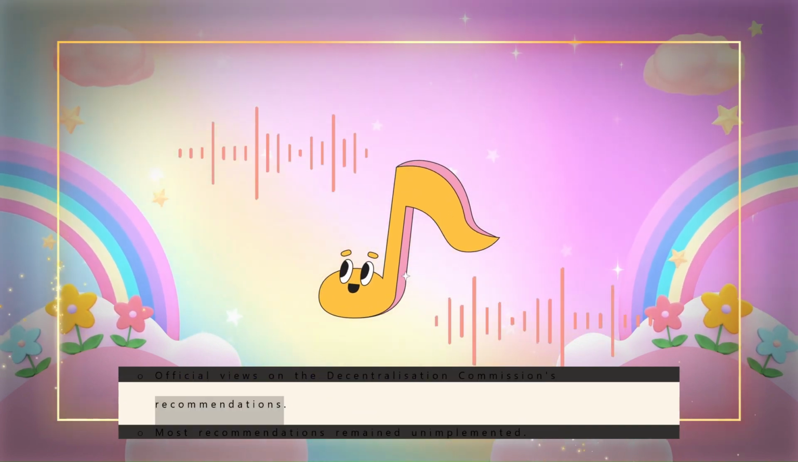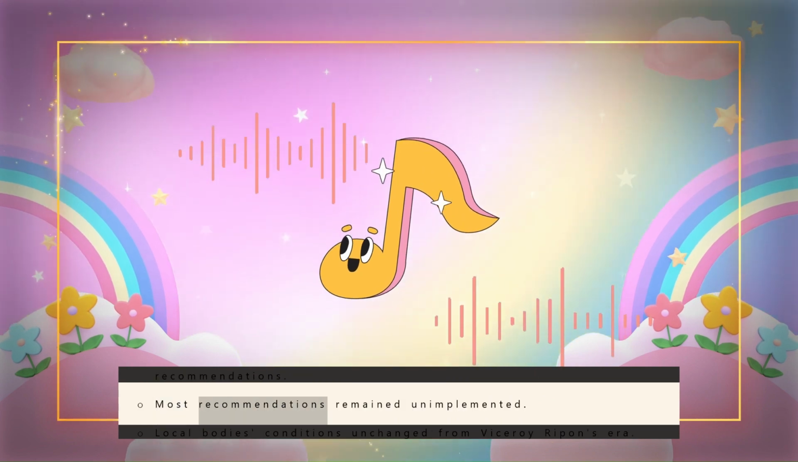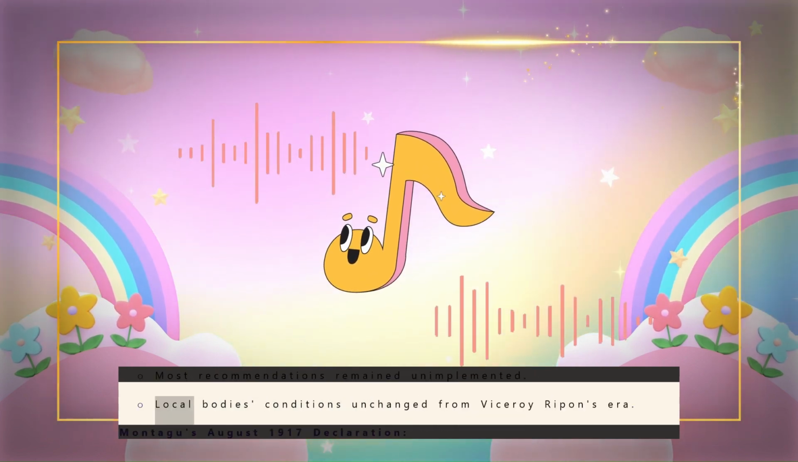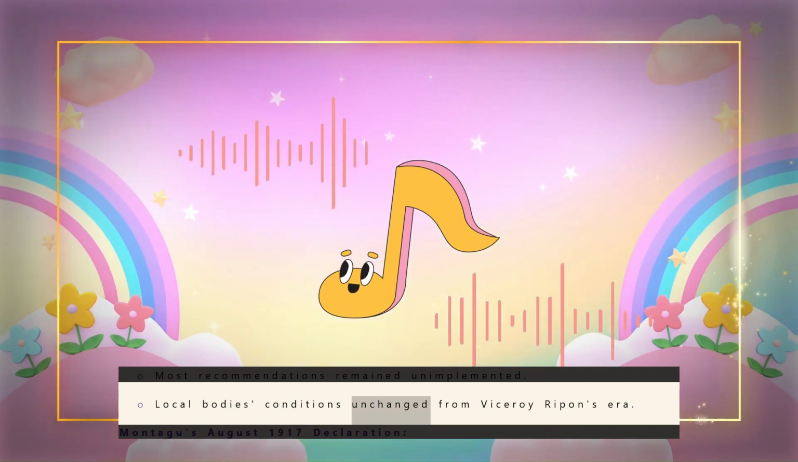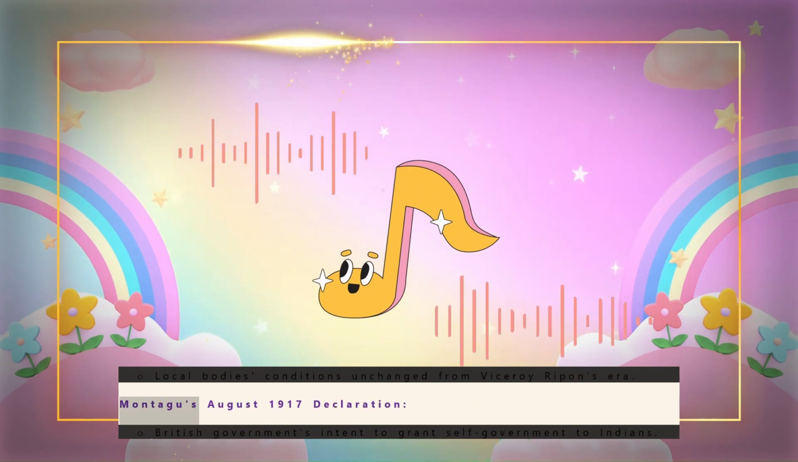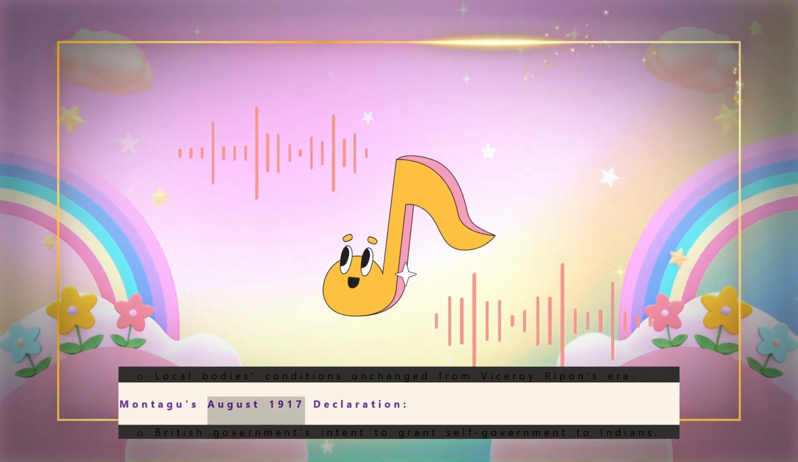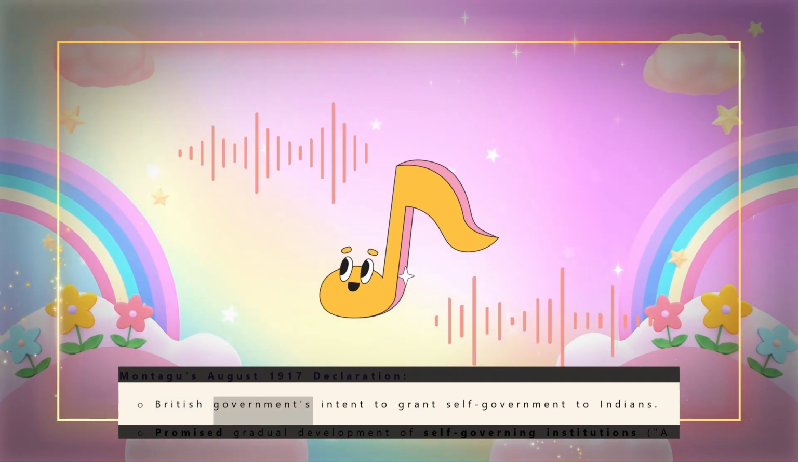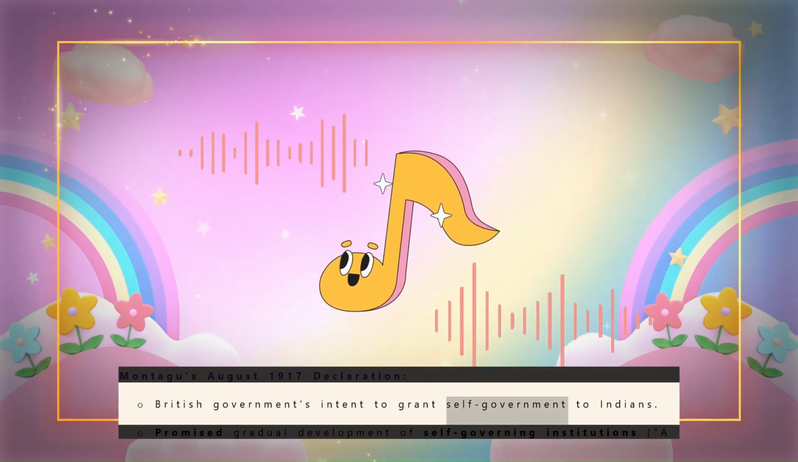Government of India Resolution, 1915. Official views on the Decentralization Commission's recommendations. Most recommendations remained unimplemented. Local bodies' conditions were unchanged from Viceroy Ripon's era.